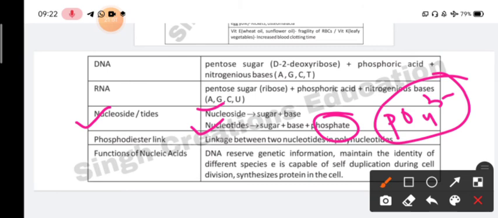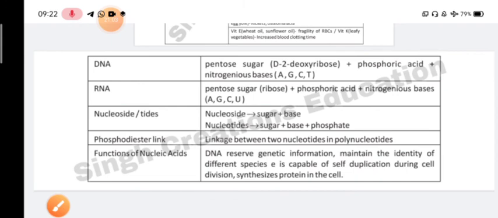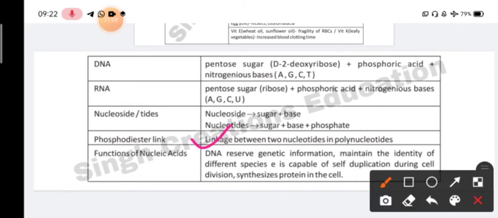Okay, and the linkage between two nucleotides is called phosphodiester. Okay, so this is also very important. And functions of nucleic acid, as you know, you can already learn from the biological aspect as well. The DNA reserves the genetic information and maintains the identity of different species as well.